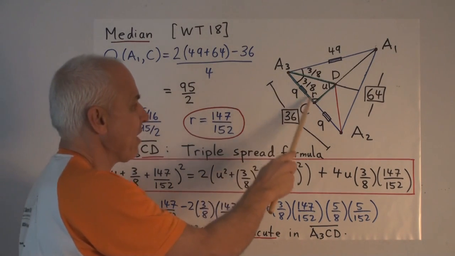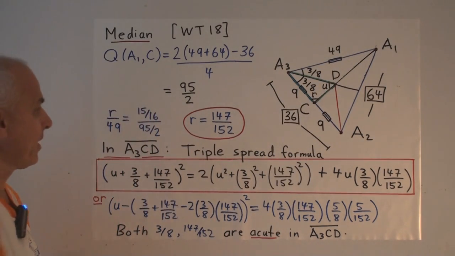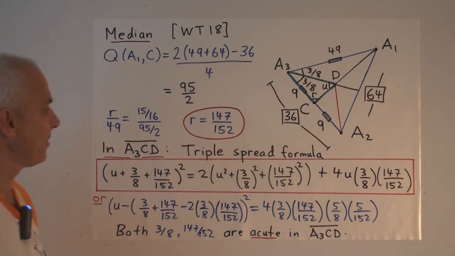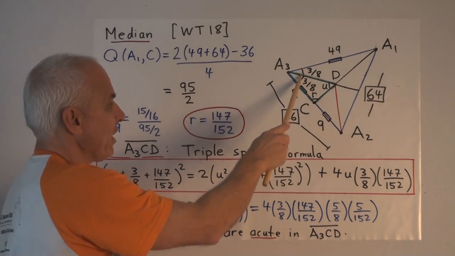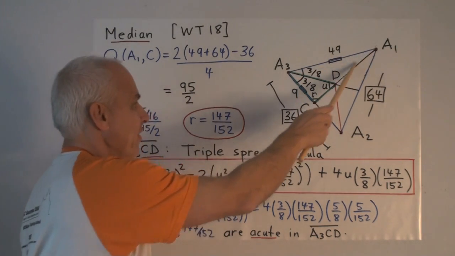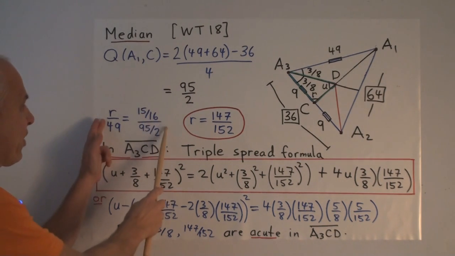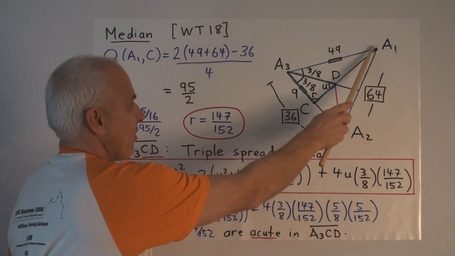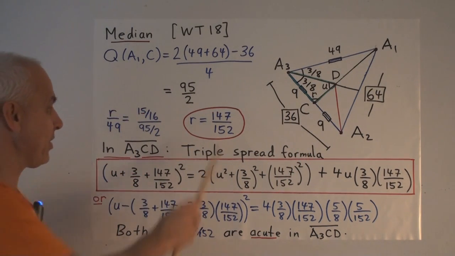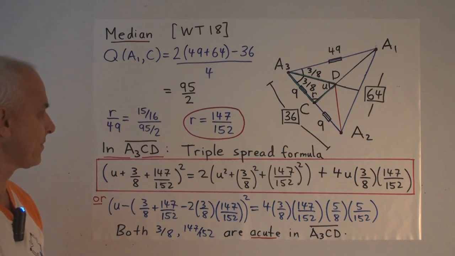And now in the triangle A3CA1, this one right here, we can apply the spread law. The spread here, which we're calling R, divided by 49, is equal to the spread here, which was S3, or 15 over 16, divided by this 95 over 2 that we've just found. So that's the spread law in this triangle here. That allows us to solve for R. So now we know that the spread R is 147 over 152.